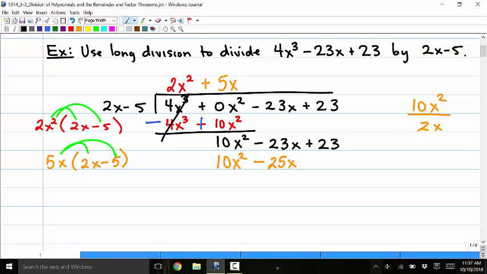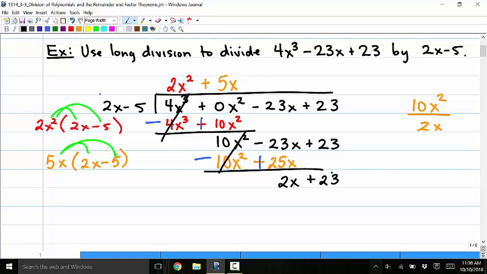Now you want to subtract. So if I subtract, I need to change all the signs. Minus, plus. 10x squared minus 10x squared is gone. Negative 23x plus 25x is 2x. Drop down the plus 23.